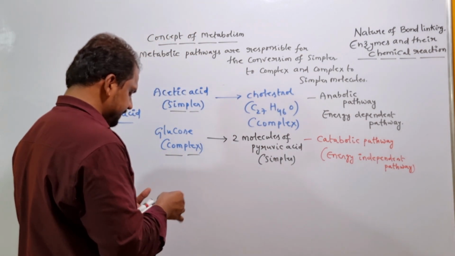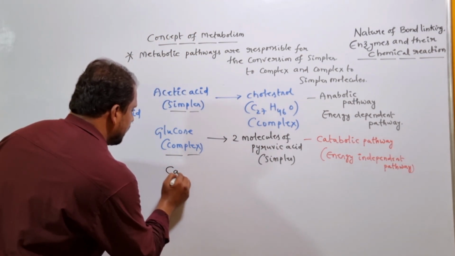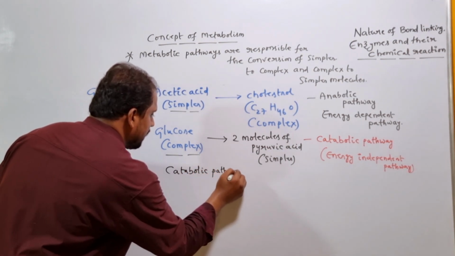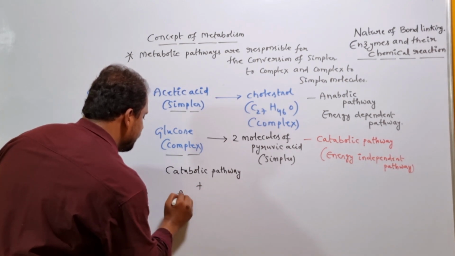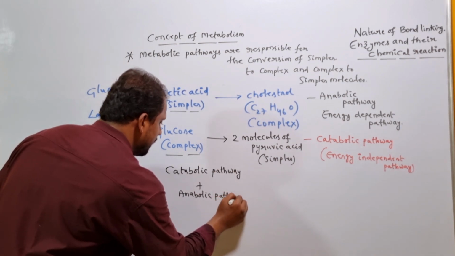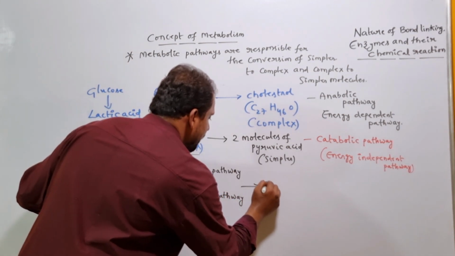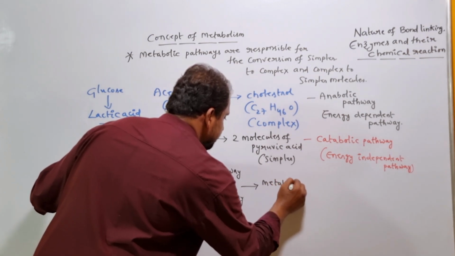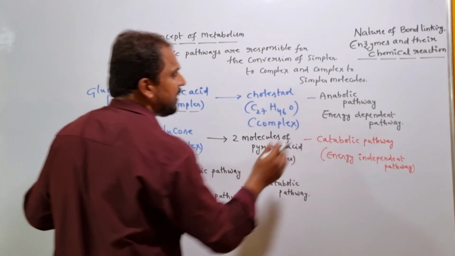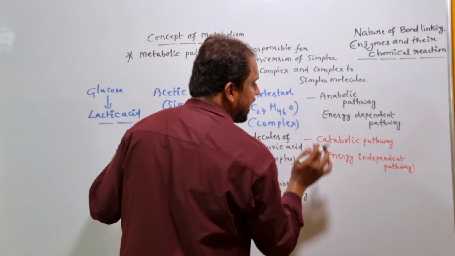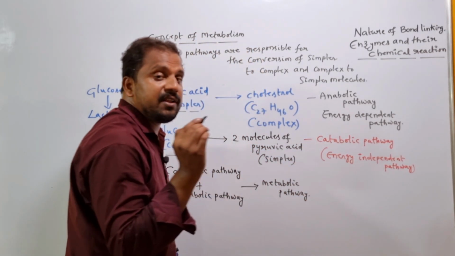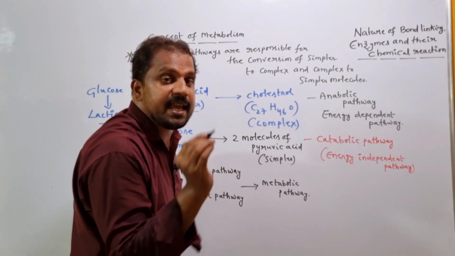So let me write it here. Catabolic pathway and anabolic pathway, together they are termed as what? Metabolic pathway. So during the anabolic pathway, energy is used, but in the catabolic pathway, energy is not used. The catabolic pathway is an energy independent pathway. During the catabolic pathway, energy is not utilized, energy is liberated.